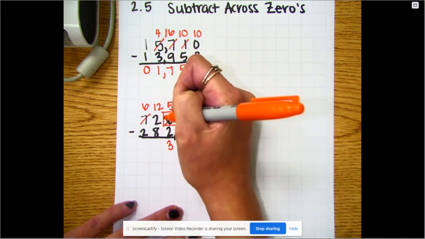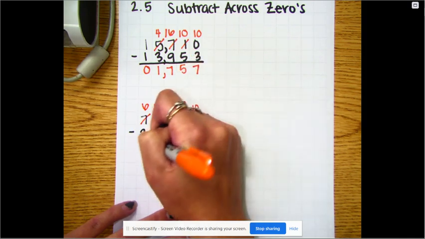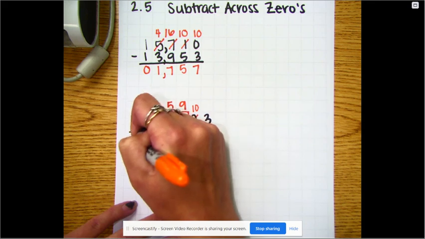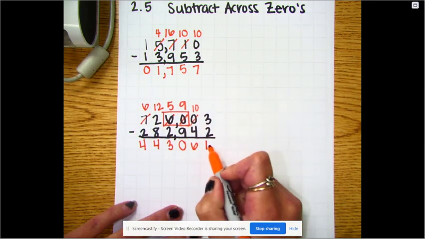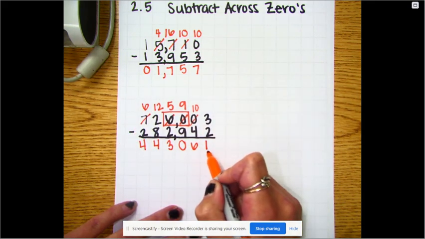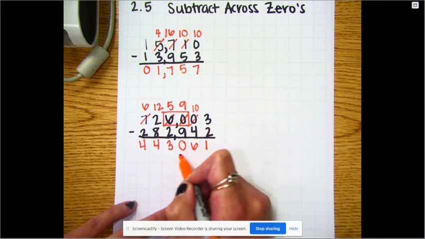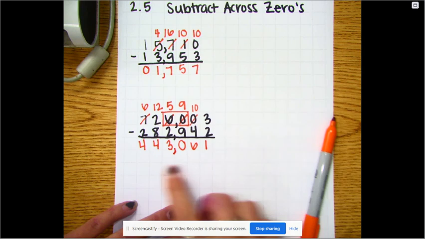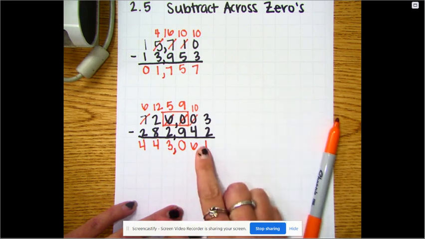12 take away 8. 4. 6 take away 2. 4. And then our last step is to put our comma in. So 1 scoop, 2 scoop, 3 scoop, cha-cha-cha. 443,061.